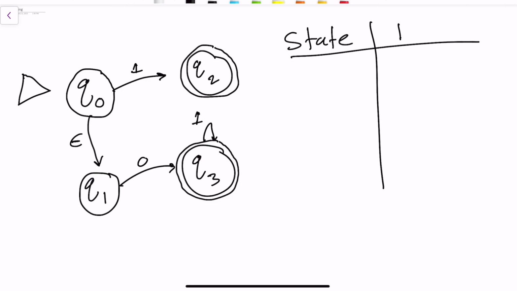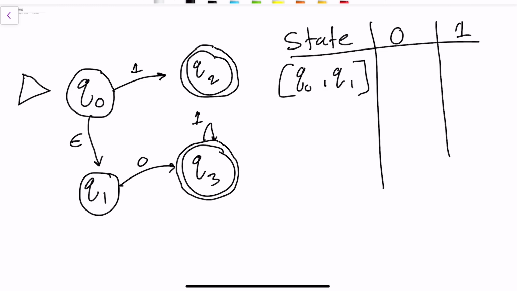the state and then the possible inputs. So for our first state, we can see that on start we enter Q0, but because it has an empty transition leading to Q1, we also enter Q1. So our start state is Q1, Q0.